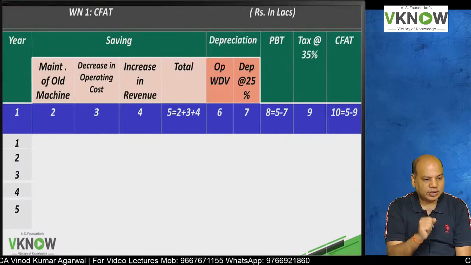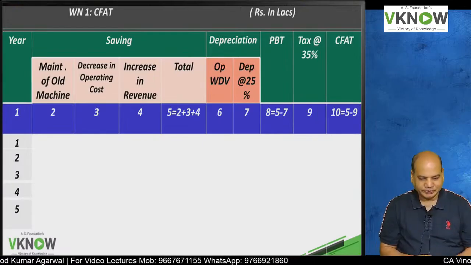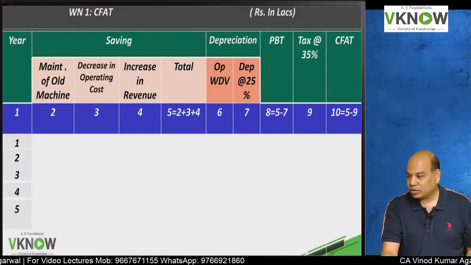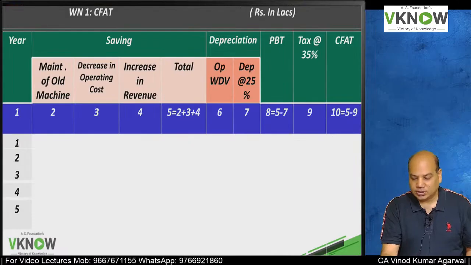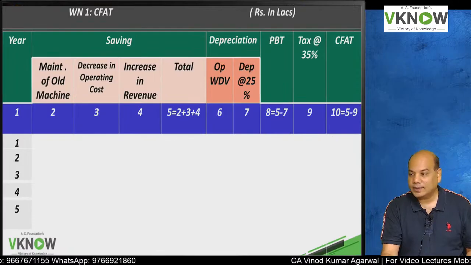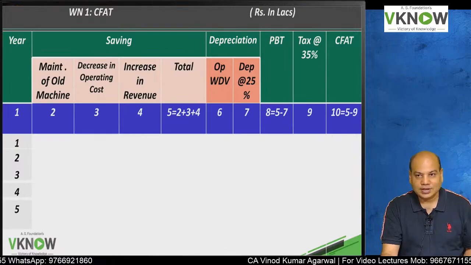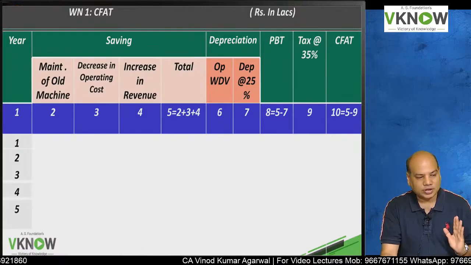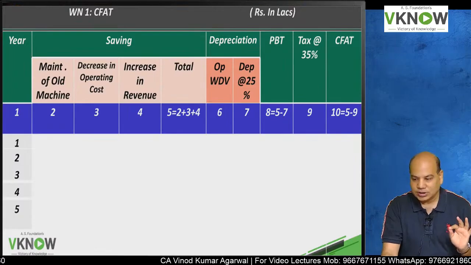Then depreciation, because the WDV method is there. Depreciation will be 2 columns: opening WDV and depreciation at the rate of 25%. Then you write down PBT, then tax at the rate of 35%, and in the last column write down CFAT.